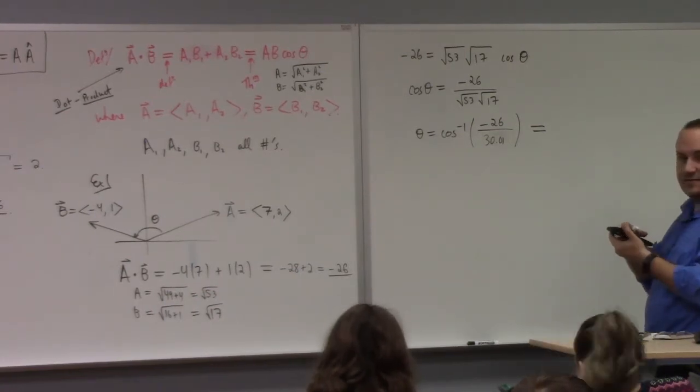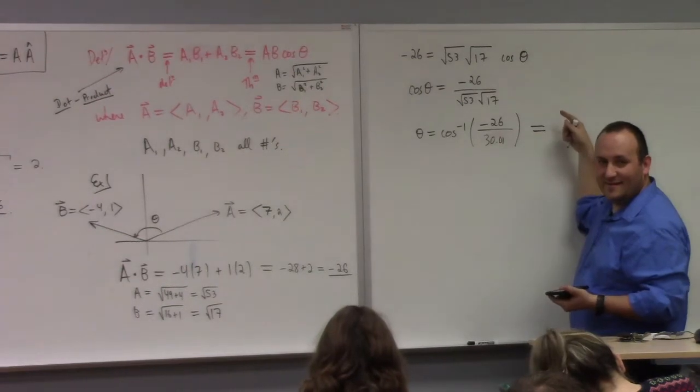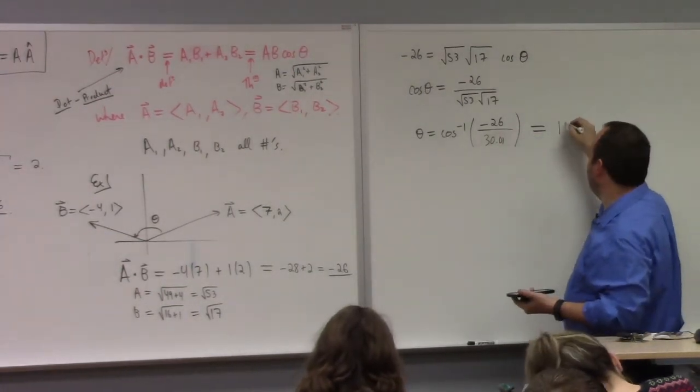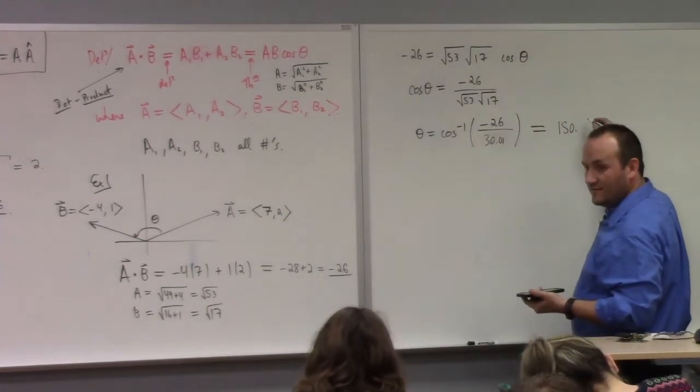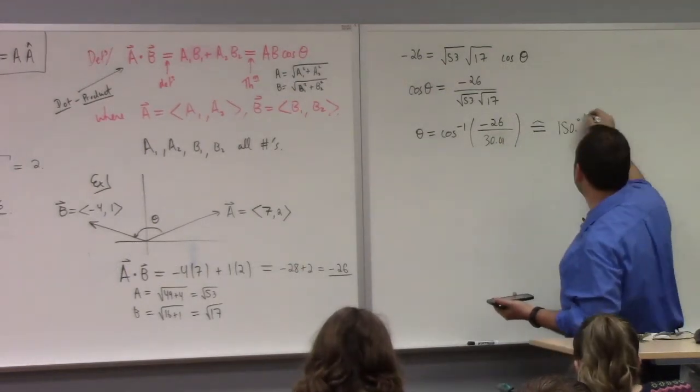Did you guys figure it out? Somebody tell me, please help me. 150.01. 150 point what? How far do you want around it? About 150 degrees, I'll take that.